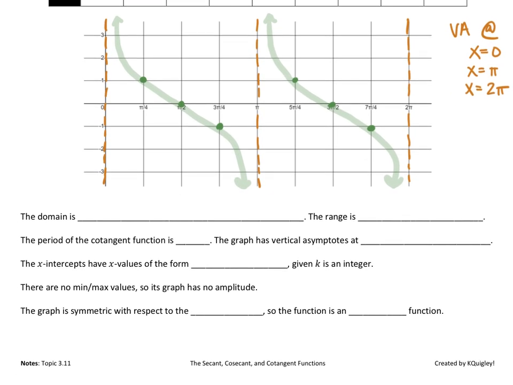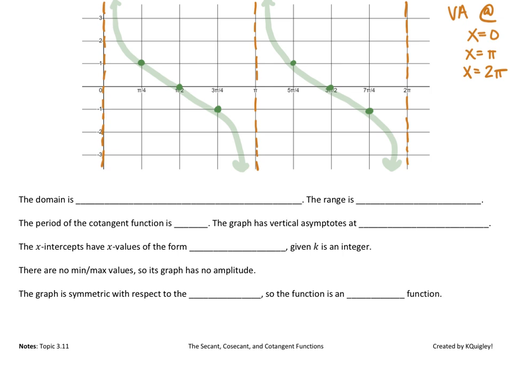Let's talk about the domain and range and all of this information for cotangent. The domain, since we have all of these breaks in the graph, would be all real numbers except when x is equal to some multiple of pi. So 0 plus pi k given k is an integer. The range, those arrows go all the way down and all the way up, which means this is from negative infinity to infinity. There is no boundary on this one's range.